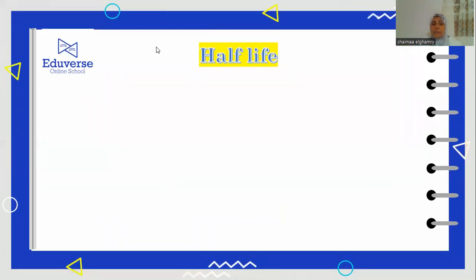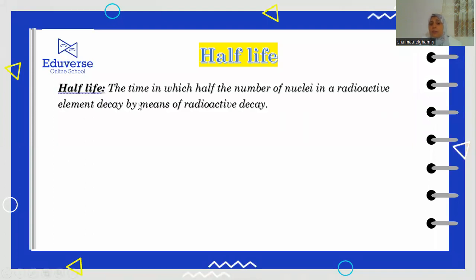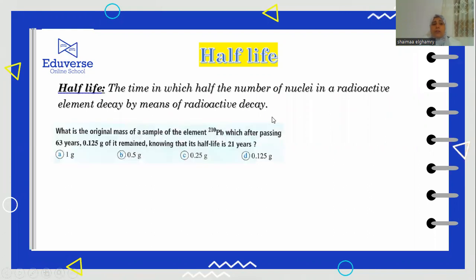Half-life. Half-life is the time in which half the number of nuclei in a radioactive element decay by means of radioactive decay. Here we have an example by which we can learn how to calculate the half-life. What is the original mass of a sample of lead-210, of which, after 63 years, 0.125 gram remains, knowing that the half-life is 21 years?